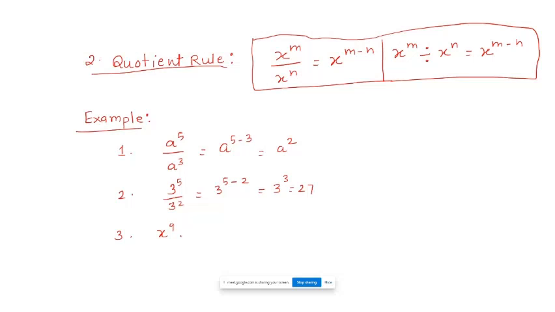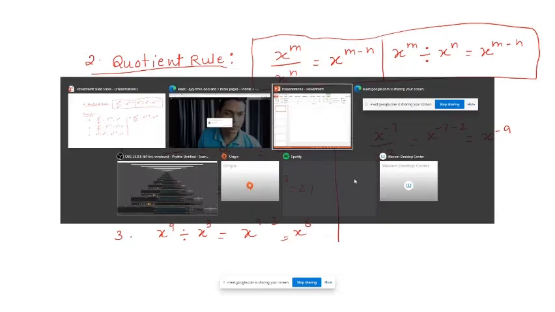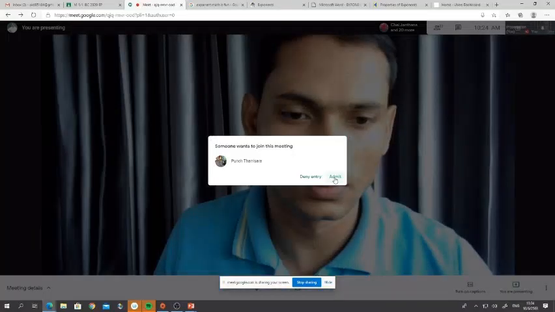Let's have another example. If I have a fourth one, suppose I got x to the power of minus 7 divided by x to the power of 2. What will happen in this case? X to the power minus 7 minus 2, which implies x to the power minus 9. Understand? Everyone understand? Yes. Okay, good.